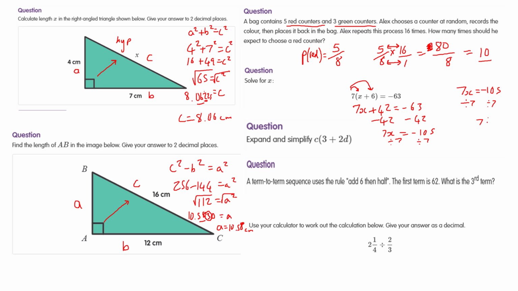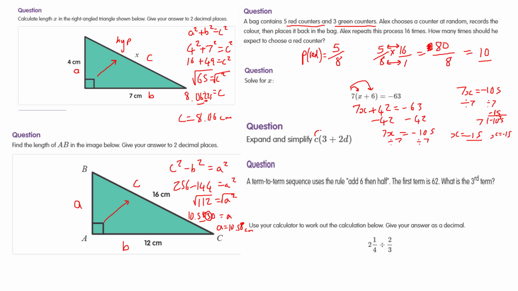Let's do how many 7s go into minus 105 in the bus stop method. 7 into 10 is 1. We've got remainder 3. 7s into 35 is 5. So that answer must be minus 15. So x equals minus 15. Let's write that clearer. x equals minus 15. You girls can do that.